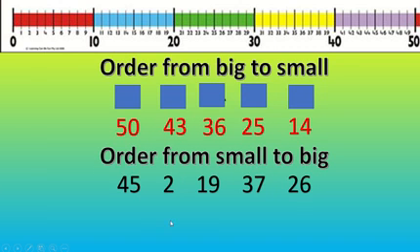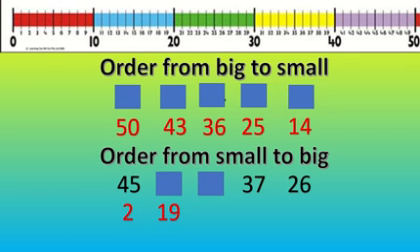Now, let's look at the small to big. What's the smallest number here? What's the first number you see if you look at the number line? It's number 2, and then we color it in. Now, what's the smallest number? 45, 19, 37, or 26? It is 19, so we color it in.